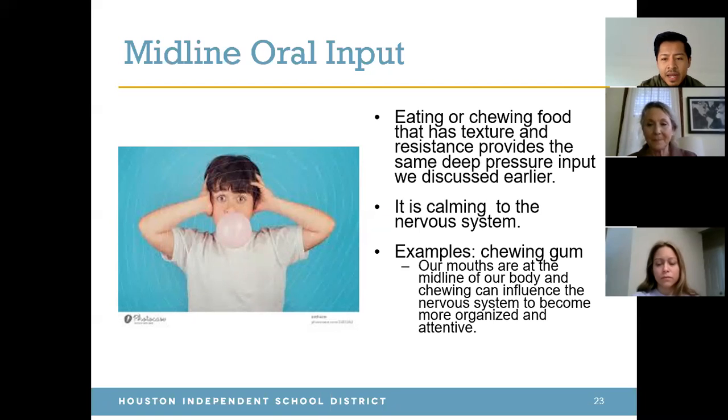And the reason for that is that it's thought that our nervous system starts to become more organized and attentive. So that's something not only for your child, but maybe even for us adults to remember, that there are certain things that we do that help us to function better in this world.